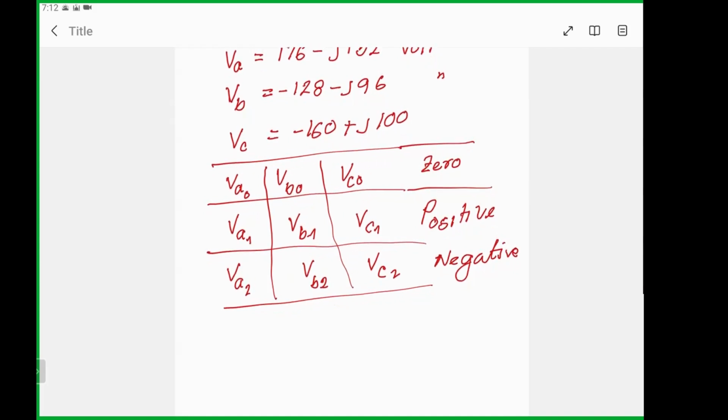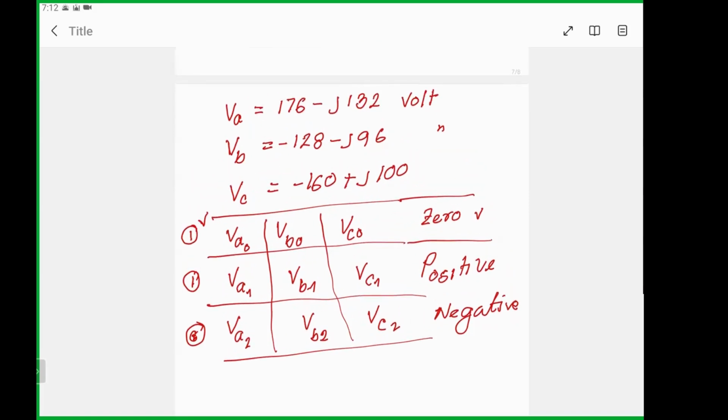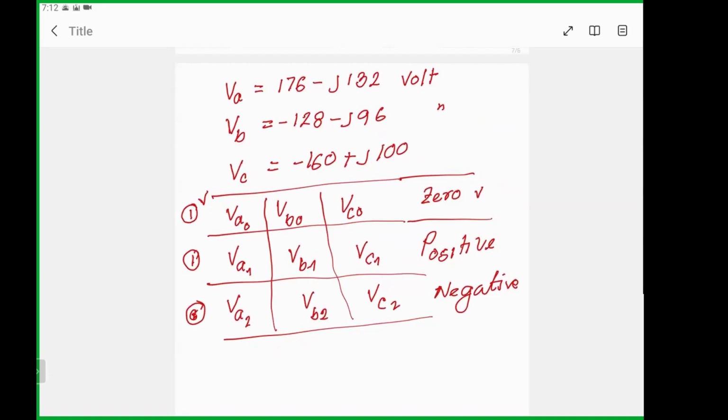Yes, they're equal. That means from each of these, I need to calculate 1, right? 1 from here, 1 from here, and 1 from here. Because they are symmetrical, if I know 1, then the next one will be 120 degrees apart. So only the phase angle will be changing because all the components are symmetrical. From the unsymmetrical, unbalanced system, we are finding out the symmetrical components.